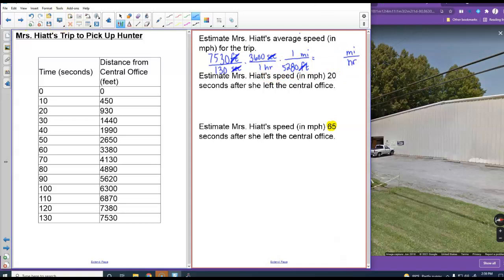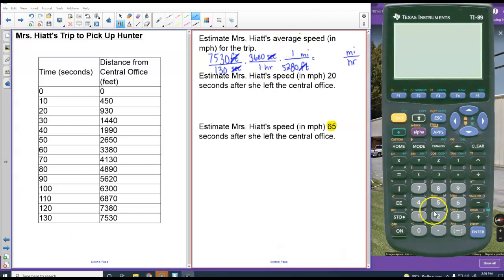Okay. So to do this, on the top you've got 7,530 times 3,600. And I'm just going to do this all together. I'm going to do divided by. On the bottom, you got 130 times 5,280. And here's an example of when you really get aggravated at this calculator. Hit the green button before you hit enter. So I got 39.493.